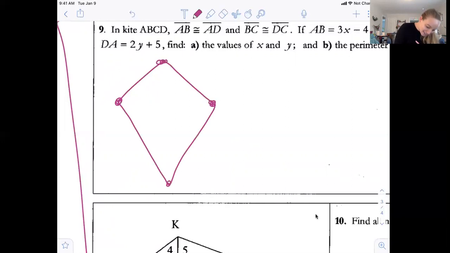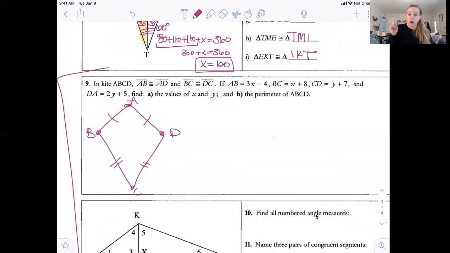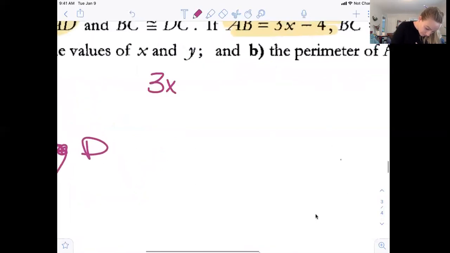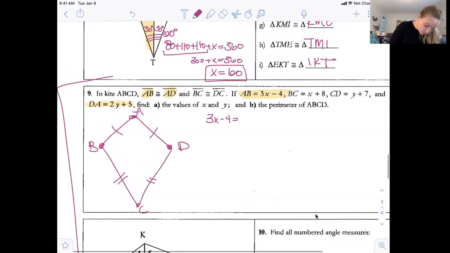AB is congruent to AD, so we'll put A up here and we'll put B and D here because these guys are congruent, and then BC is congruent to DC. Now it's important to draw a picture regardless of how silly it looks, because I need to know what can be marked congruent and what doesn't, because if I just look at these pieces, I'm not going to know individually. But I know that AB and AD are congruent, so I'm going to set those 2 equal to each other. 3x minus 4 is equal to 2y plus 5.